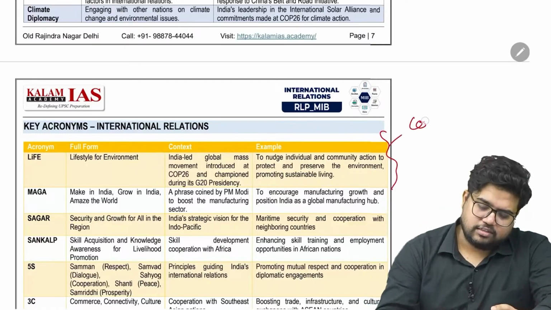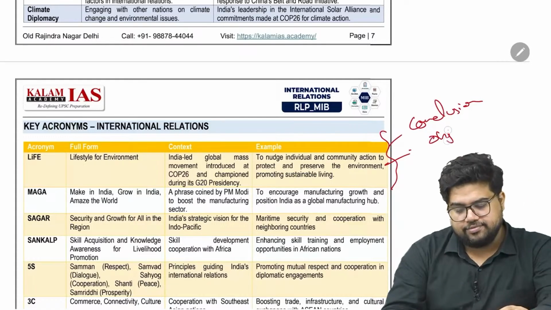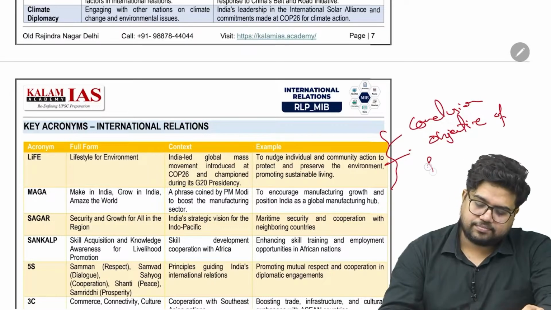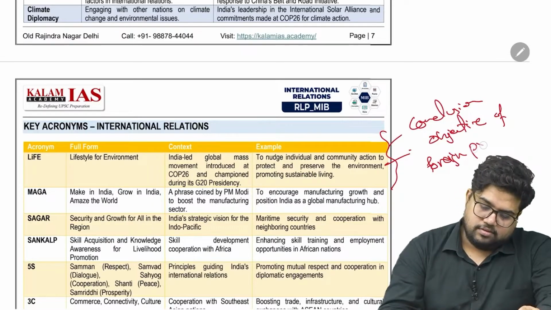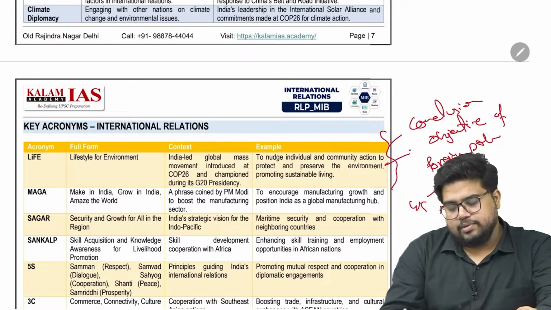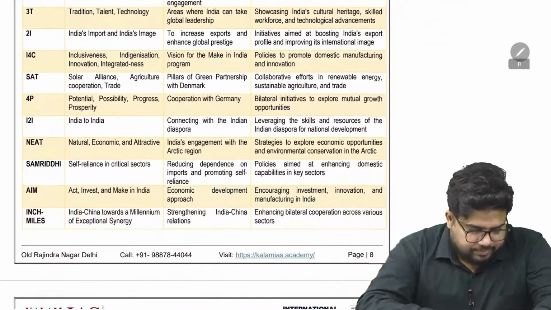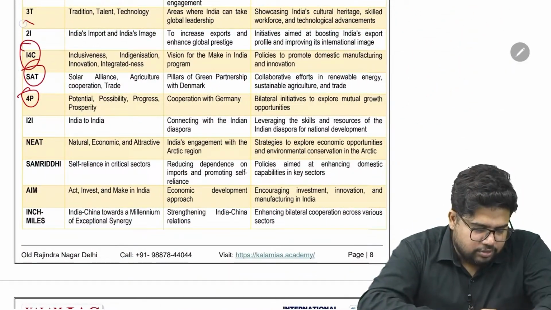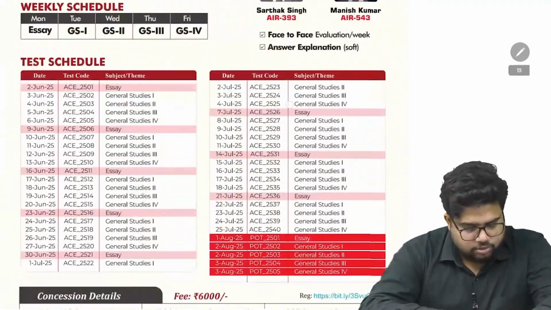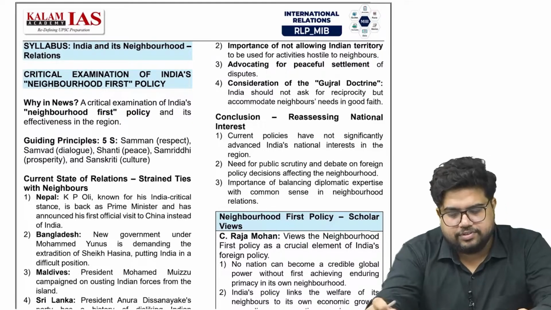This can be used in the conclusion. This can be used to state the objective of India's foreign policy regarding whatever is the question, West Asia or non-alignment movement, or whatever theme is being asked. 4P, SATI, 4C, 2I, 3T, a lot there. You can go through this. So on that note, let's start with today's first topic.